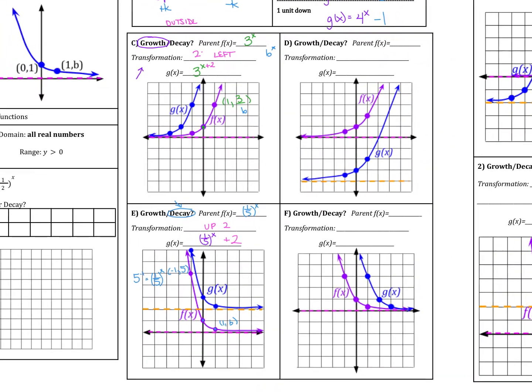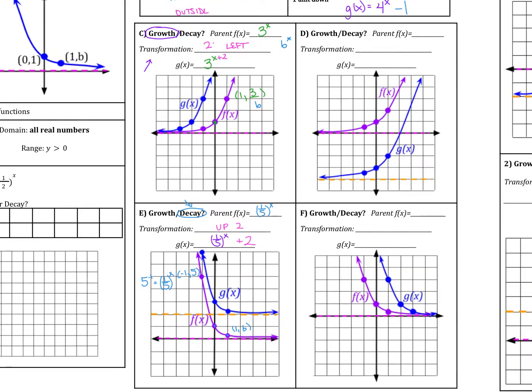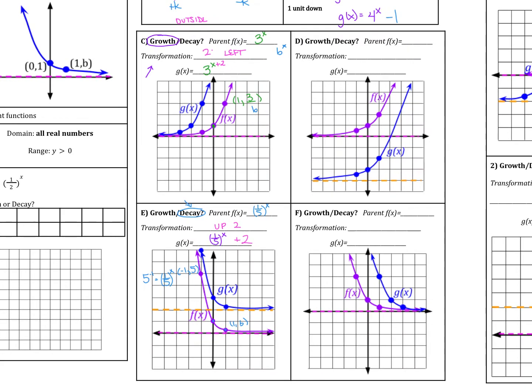So try these two out, letter D and letter F. So see if you can figure out what the parent function is first for both, what is the transformation, and then write the function. So pause the video and try this out.